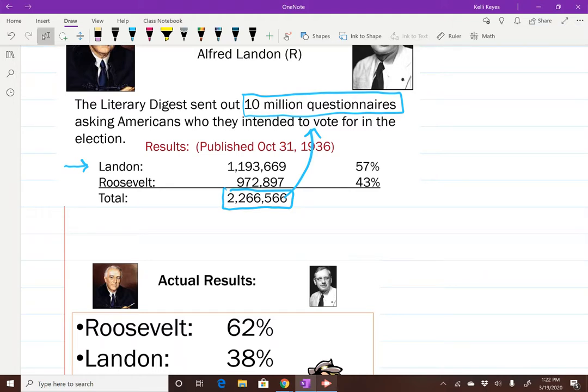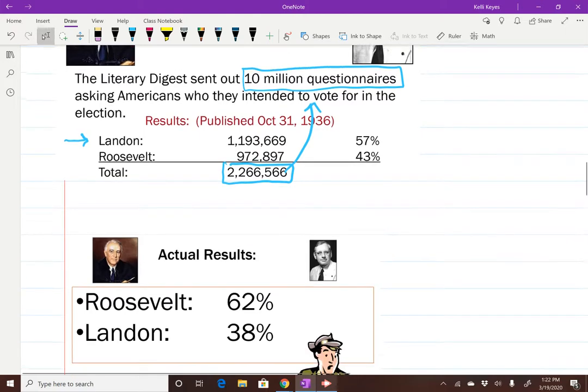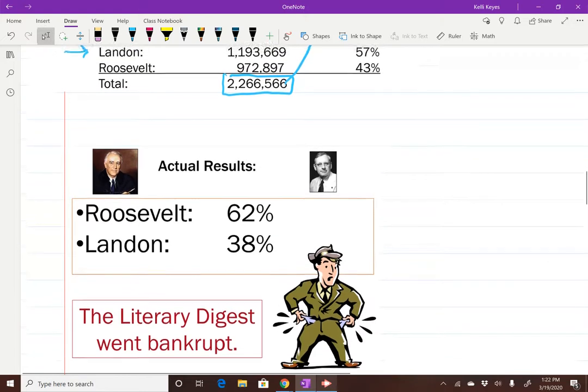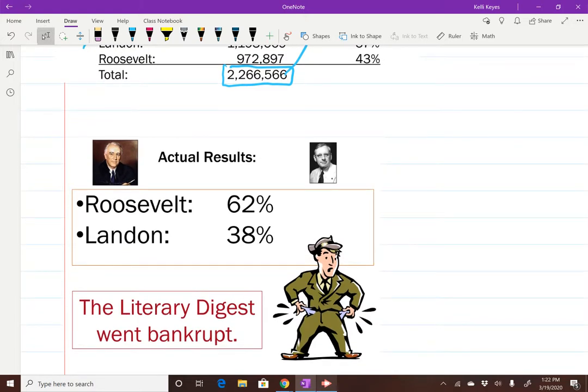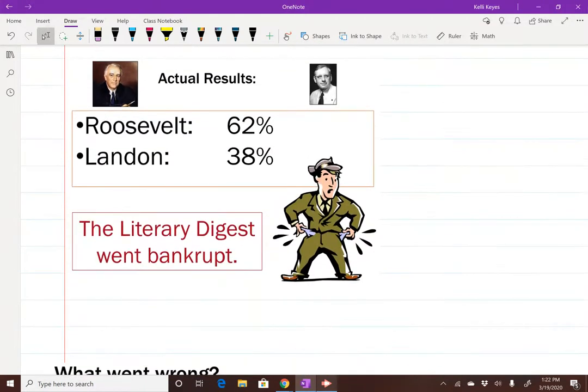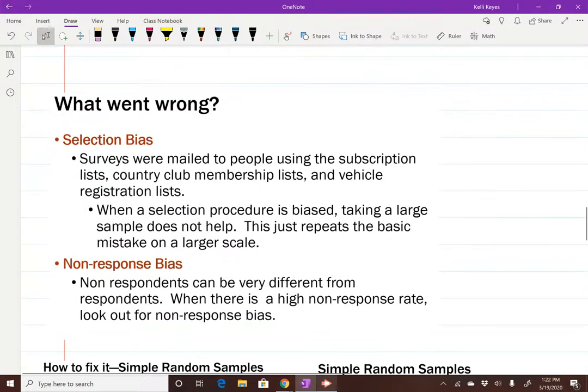So after this happened, they actually went bankrupt because they claimed that they were so accurate and not biased, but then they totally were. So that's an example of what not to do.